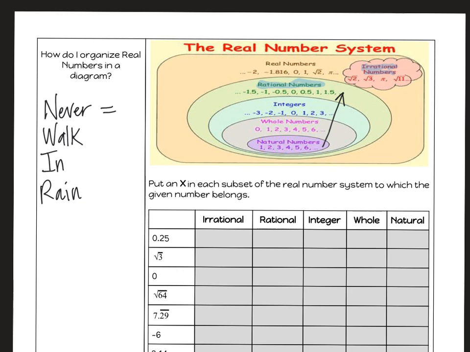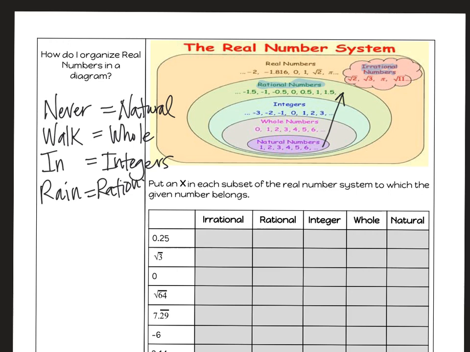So N stands for natural, W is whole, Z is integers, and Q is rational numbers. Hopefully that can help you out a little bit.